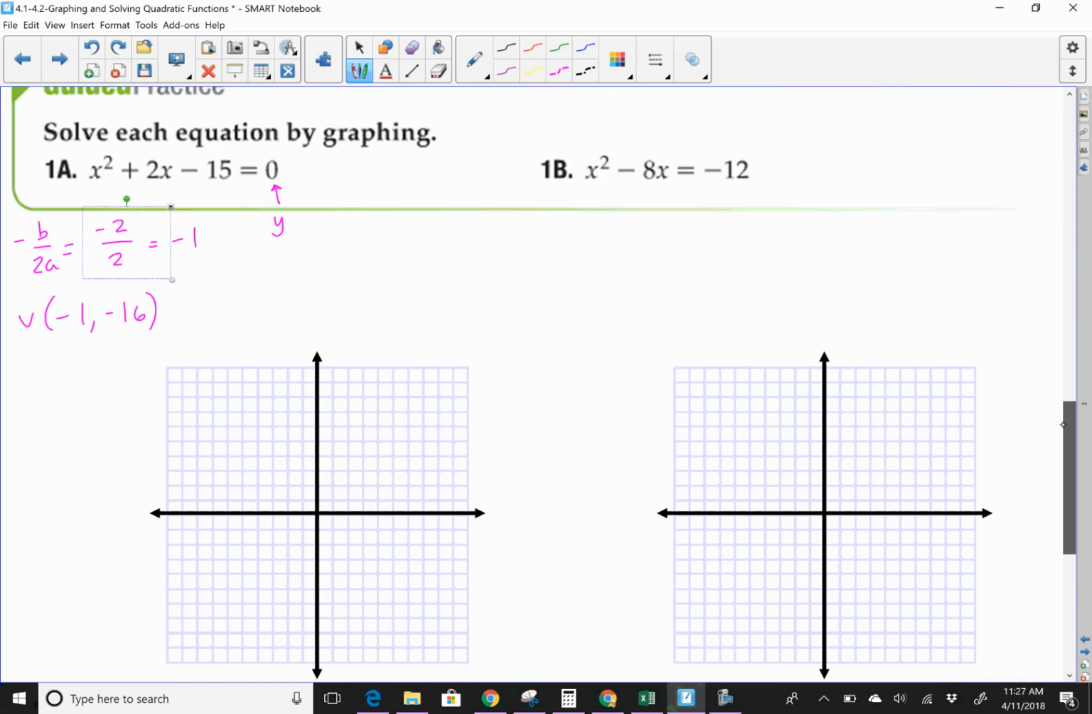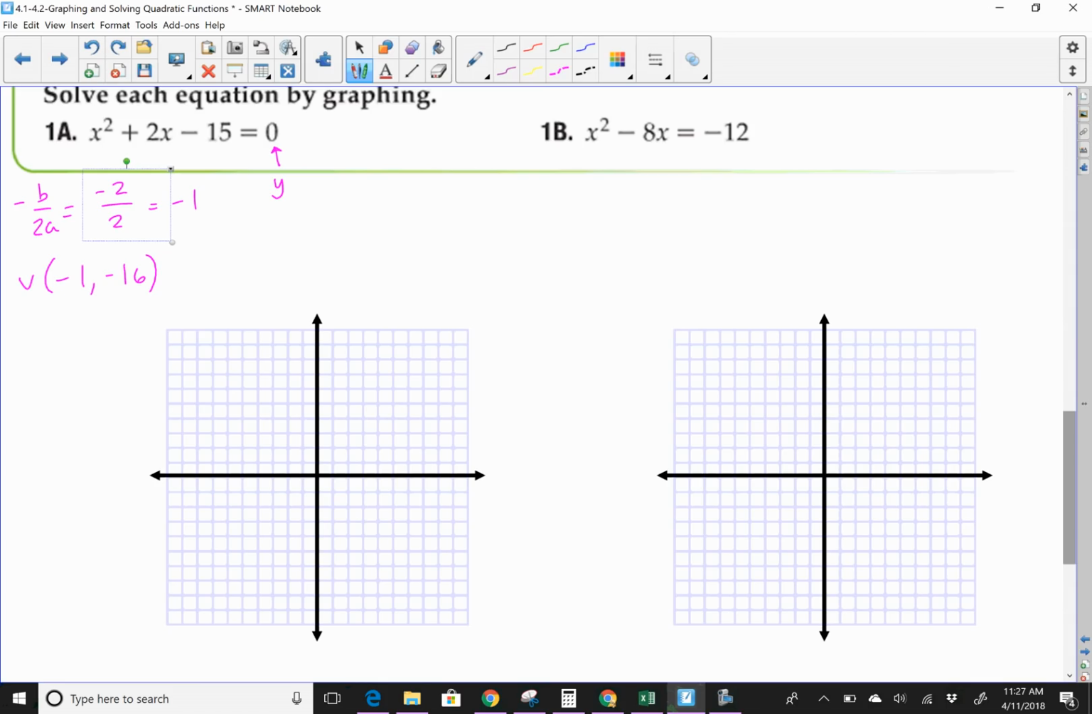Now, let's go by 2s. I'm going to go by 2s because I got to make a point here. So I'm going by 2s on my y-axis. I'm still going by 1s on the x-axis. So my vertex is negative 1, 2, 4, 6, 8, 10, 12, 14, 16, right here.